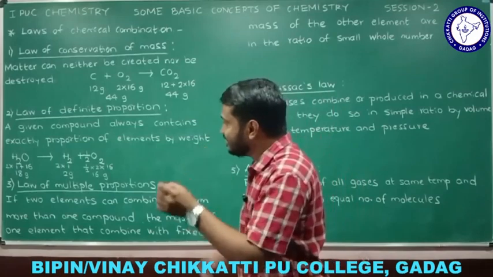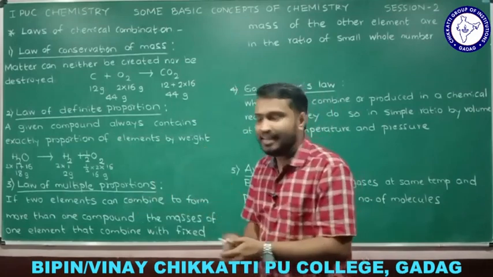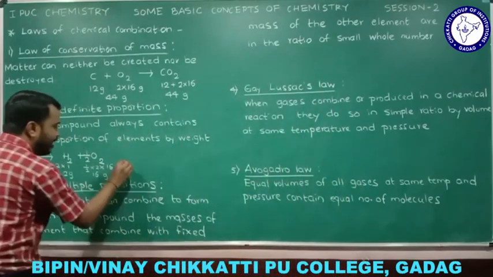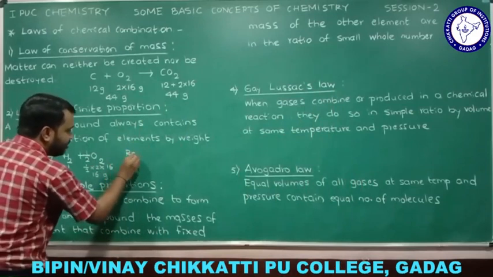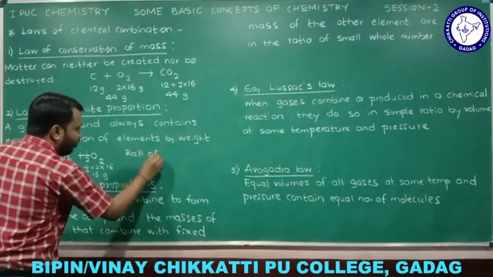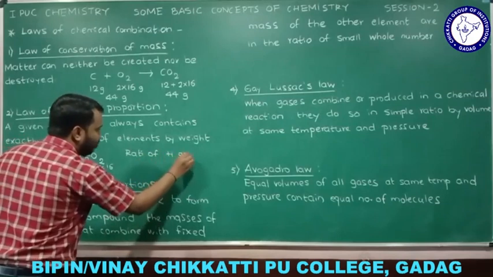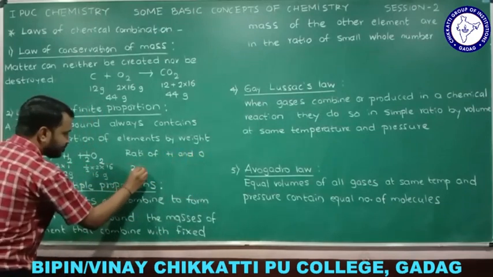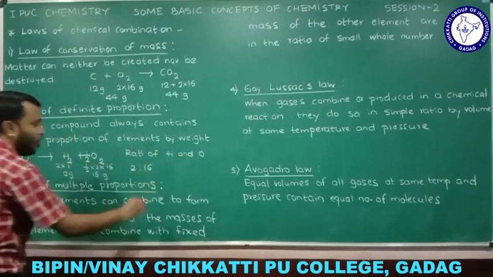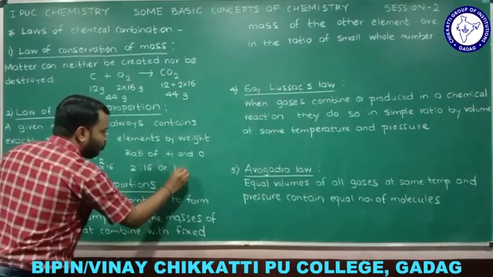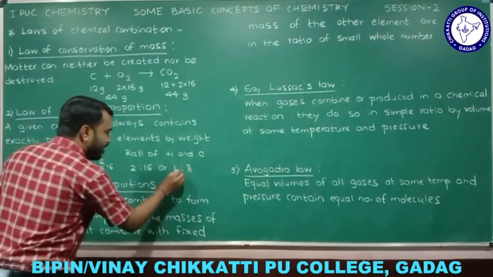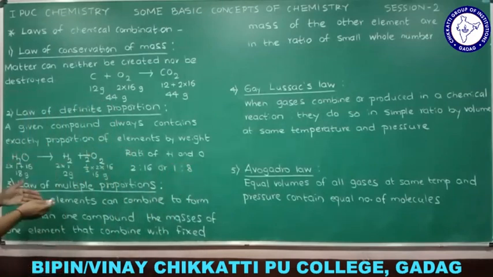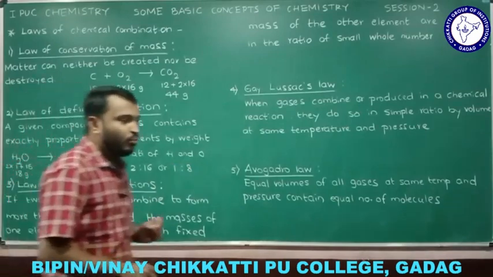And if you consider the ratio of hydrogen and oxygen, let me write that. What is the ratio of hydrogen to oxygen? 2:16, or you can write 1:8. So 1:8 is the ratio, the fixed proportion we see in the case of water.